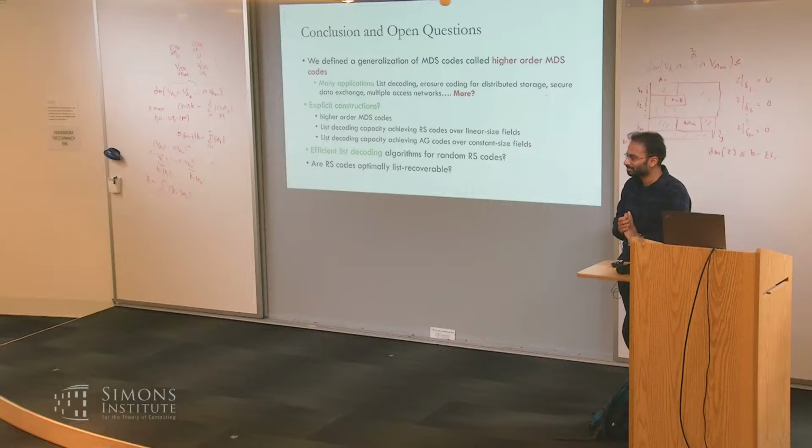When you mentioned AG codes, you talk about varieties, or the usual curves? Like one-dimensional, or you mean? Oh, so it is one-dimensional, but the theorem we needed was for a variety. Yes.